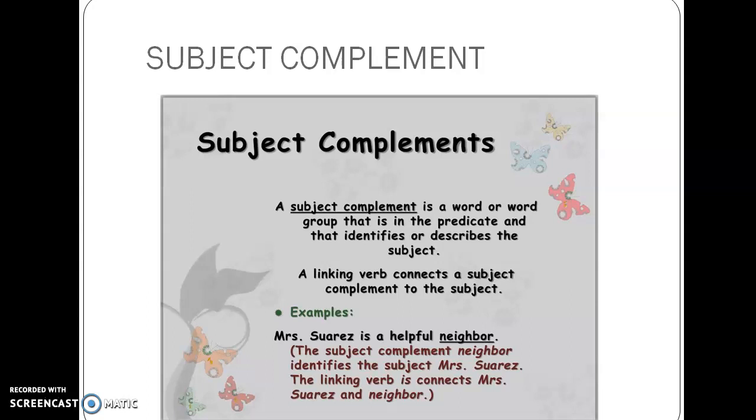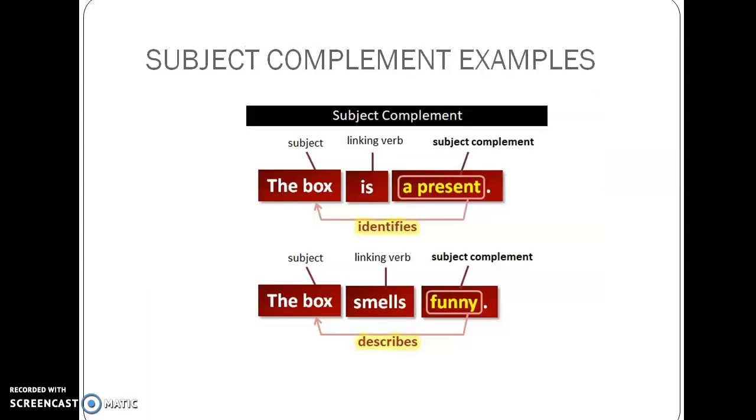Okay. So in this sentence, Mrs. Suarez is a helpful neighbor. What is the verb? Is. And which word is telling us more about the subject Mrs. Suarez here? Neighbor. Or you can also say helpful neighbor. This is the subject complement because it is telling us more about the subject Mrs. Suarez. So subject complement is a word or a group of words which tells us more about the subject and it will always be placed after the verb.